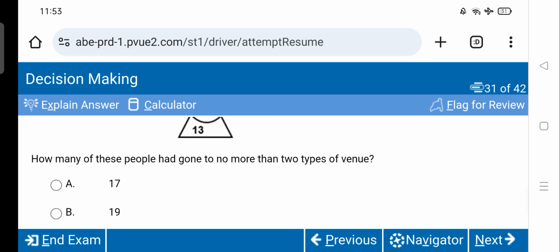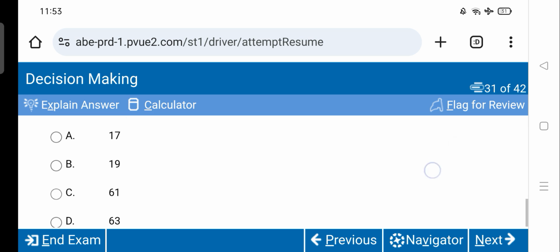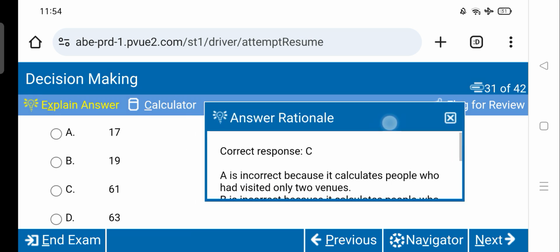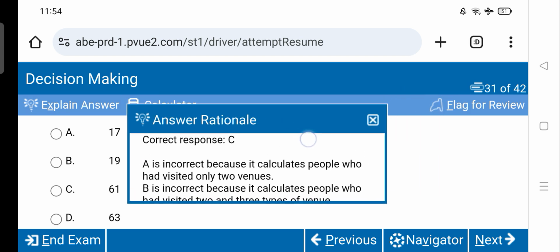So, how many of these people had gone to no more than two types of venue? Option A 17, option B 19, and option C 61, and option D 63. So here we have these four options. Let's see which one follows the statement of the question and which one is not the correct option. So here we have the correct option is option C.